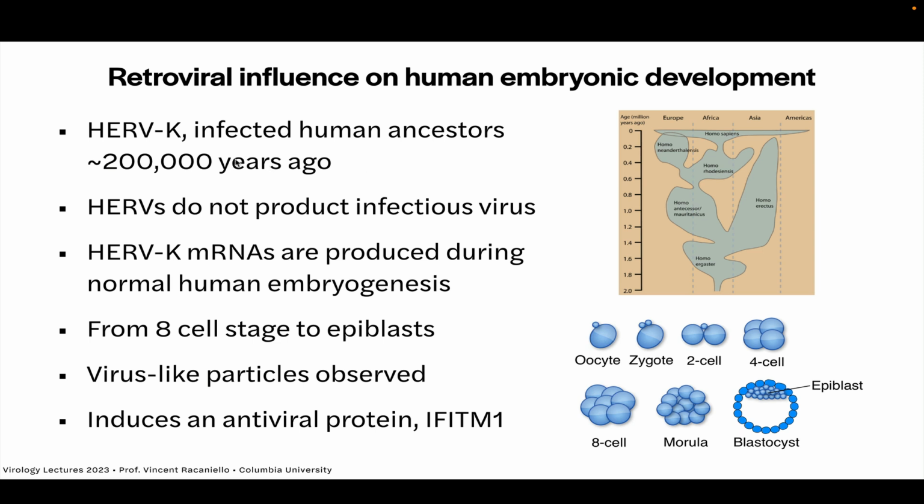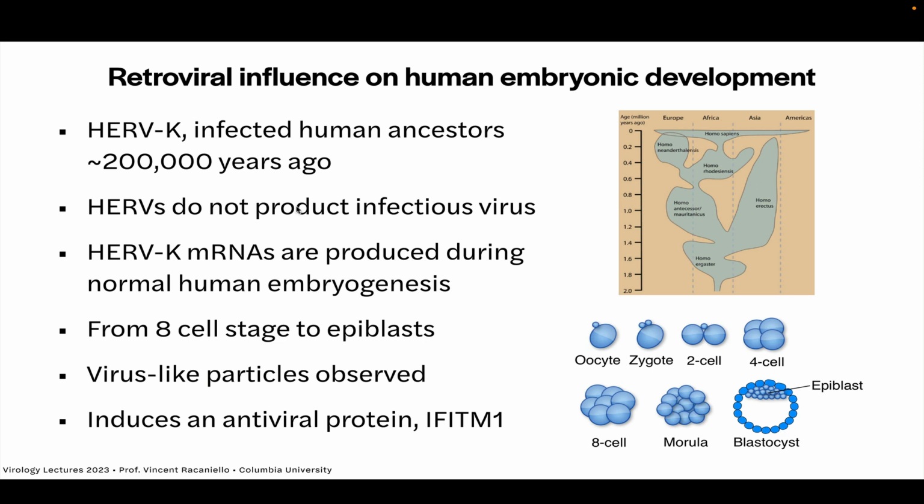Here's another example of retroviral influence on human embryonic development. This is a particular endogenous retrovirus called HERV-K, which infected Homo sapiens ancestors about 200,000 years ago. So here's Homo sapiens here, right? So our ancestors here, Neanderthalensis and Rhodesiensis, about 200,000 years ago. So it entered the germline about then.